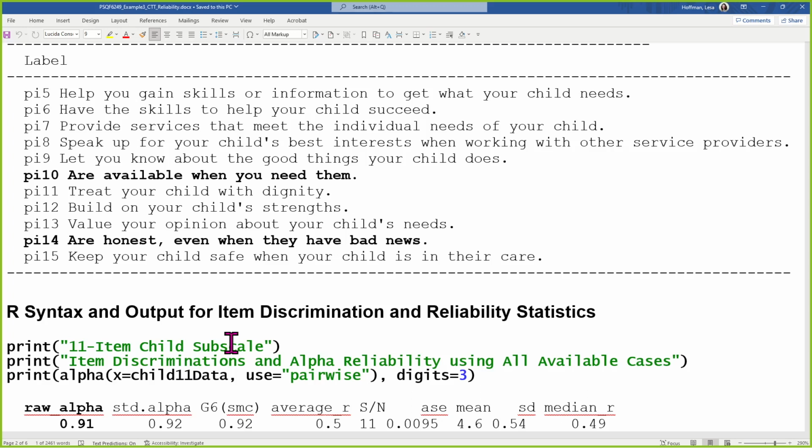We have a comment from the Zoomers. Those two don't say your child. That's it. Every other item has child in it somewhere. These two are about how the provider relates to the parent. They're available to the parent when the parent needs them. They're honest with the parent, even if it's bad news.